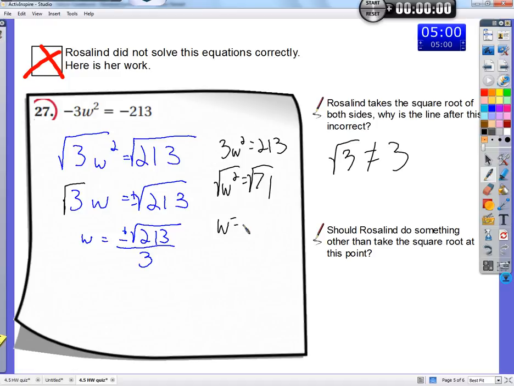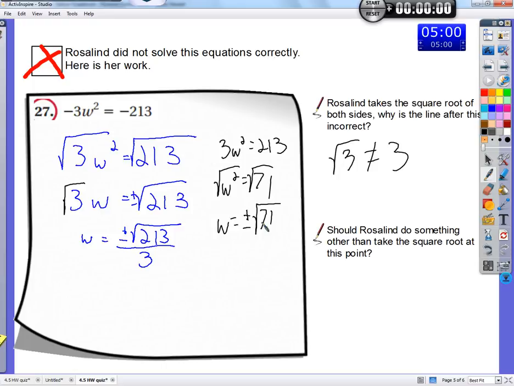There's a little something missing. Plus or minus. The square root is 71. Why do we say plus or minus? Because it can be negative or positive. Why can it be negative or positive? Because we're not sure what w is, and so it could be either. If it was negative, make that one a negative. Make this one a negative?